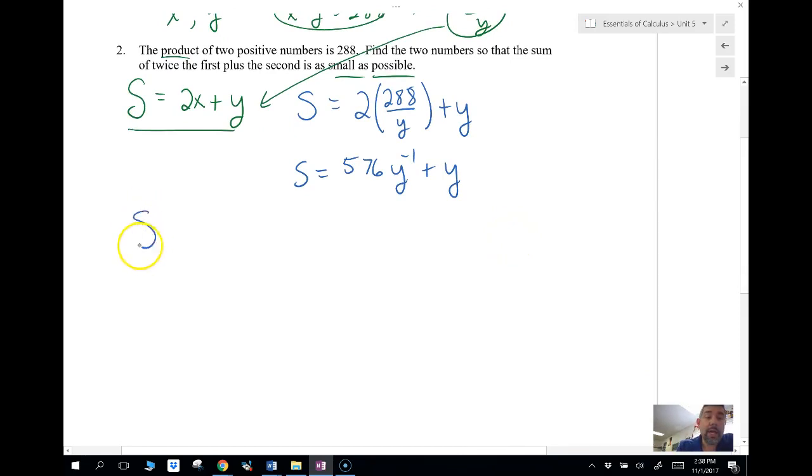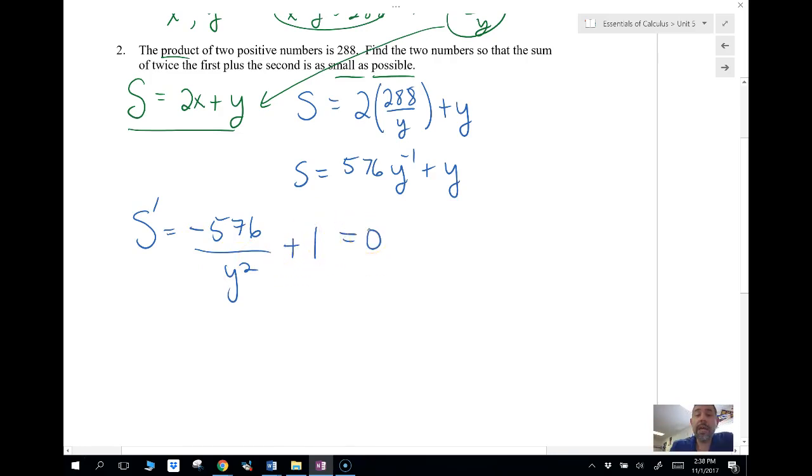So I'm going to go ahead and take the derivative. I'm going to get negative 576 y to the -2, plus 1. I'm going to write this as negative 576 over y squared, plus 1, since the derivative of y is 1. And I'm going to set this equal to 0.